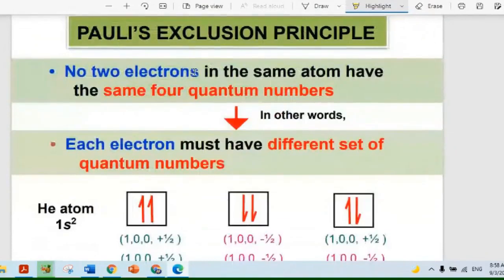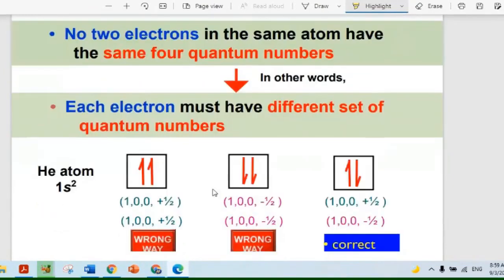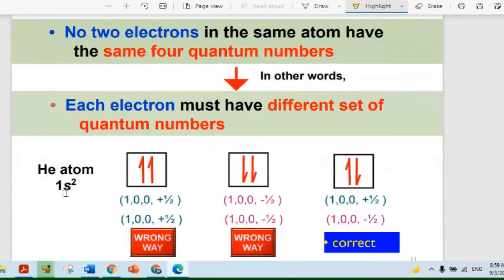After that is about Pauli. Pauli says it is impossible for two electrons in the same atom to have the same four quantum numbers. Meaning that each electron must have a different set of quantum numbers. For example, in this case, 1s, n equal to 1, l equal to 0, m equal to 0. But for s, one is positive half, another one is negative half. That's why it is impossible to have the same set of quantum numbers.